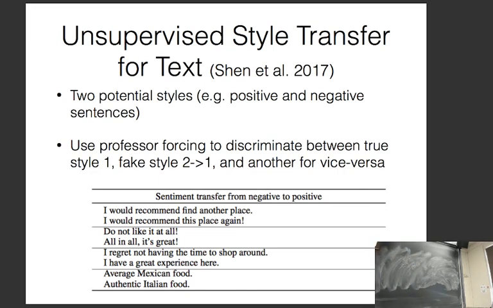They have some interesting examples of this mapping from negative sentence to positive sentence. Like, "I would recommend find another place" becomes "I would recommend this place again," which is actually pretty funny because it has "find another place" and again you have the repeating thing here. Then "do not like it at all" becomes "all in all, it's great." "I regret not having the time to shop around" becomes "I have a great experience here." Then you also have "average Mexican food" becoming "authentic Italian food." So there's still some future work to be done here, but given that this is unsupervised, I think it did a pretty good job.